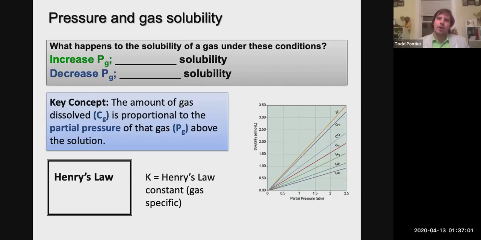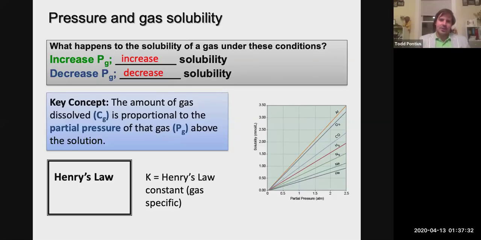So what happens to the solubility of the gas as we increase the partial pressure of it? As we increase the partial pressure of that gas, the solubility will increase. As we decrease the partial pressure of that gas, it will decrease. So the amount of gas dissolved, which we call C sub G, is proportional to the partial pressure, the concentration of that gas above the solution. I like to think of it as the more pressure that gas is exerting, the more it forces its way, the more it pushes itself into a liquid.